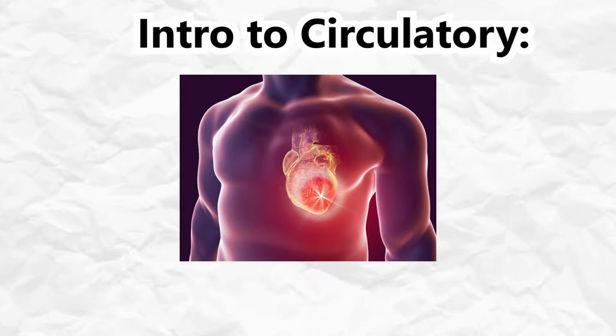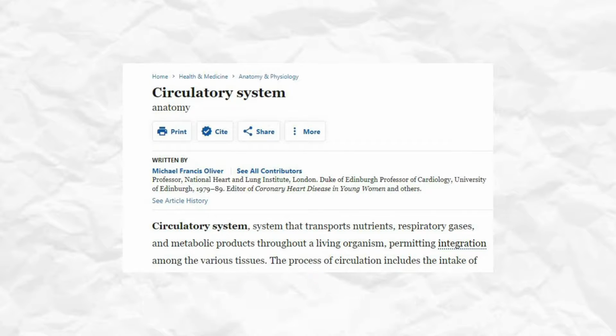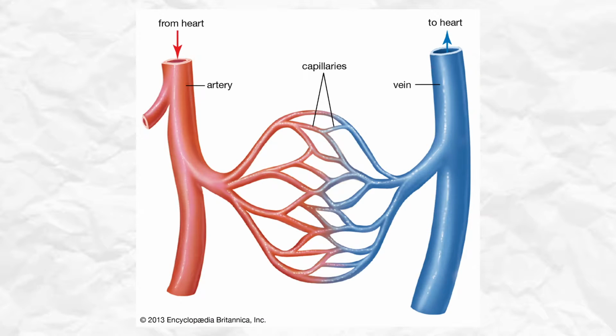Before we get into the subject of hyper and hypotension, we need to know where this disease is situated. This disease is situated in the heart, or rather, the circulatory system. The circulatory system's function is to transport nutrients, respiratory gases, and metabolic products throughout a living organism, permitting integration among the various tissues. The circulatory system is composed of blood vessels and the heart.